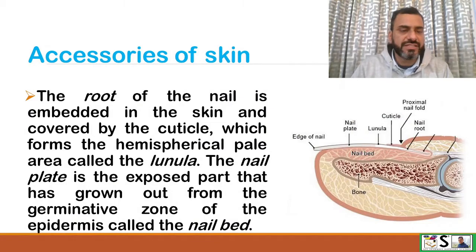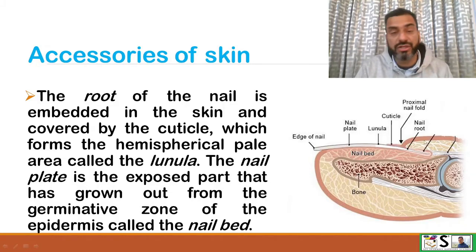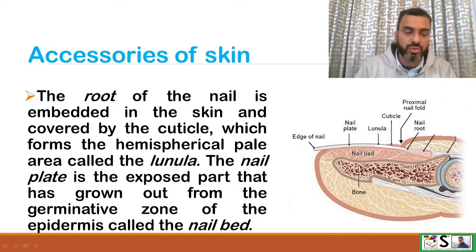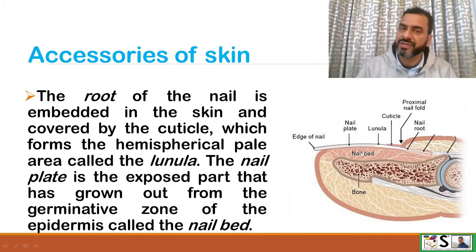The root of the nail is embedded in the skin and is covered by the cuticle. So this portion of skin is the cuticle, which forms the hemispherical pale area called the lunula. The nail plate is the exposed part that has grown out of the germinative layer inside. This part is known as the nail plate, and below the plate there is the nail bed. So this is the basic structure of our nails.